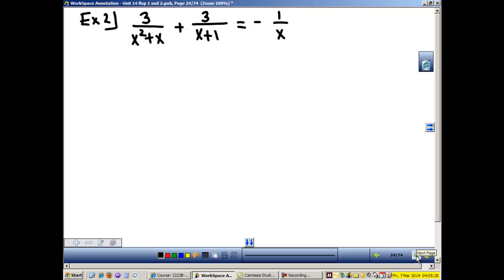Example 2. Factor the denominators. The first term factors to be x times x plus 1. The second term, x plus 1, is already simplified. And the last term, x, is already simplified. Get an LCD next. The least common denominator is x times x plus 1.